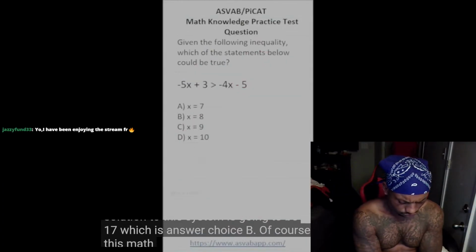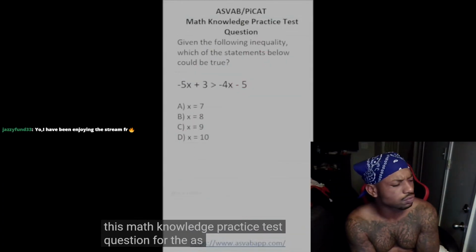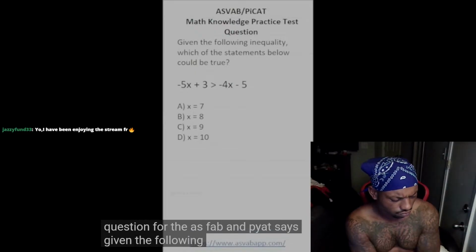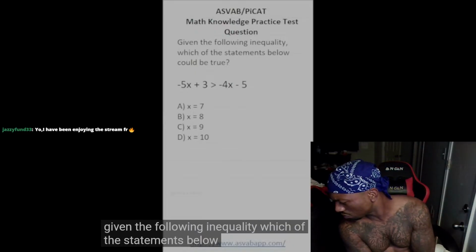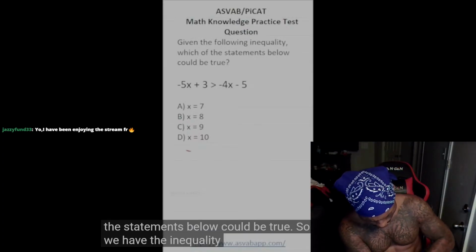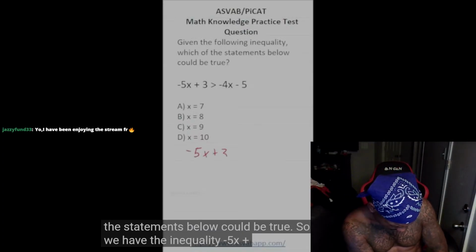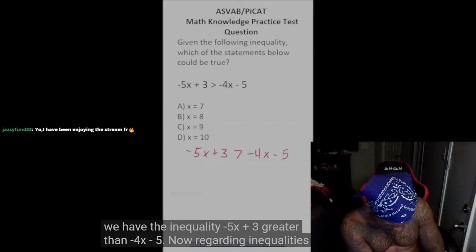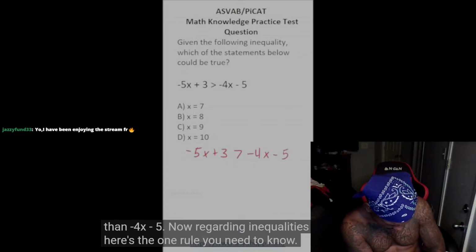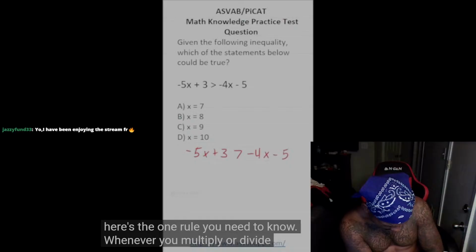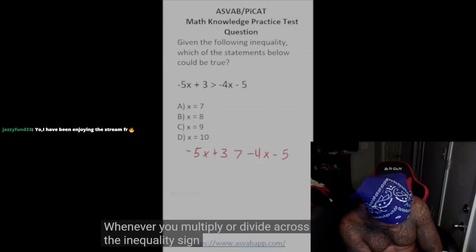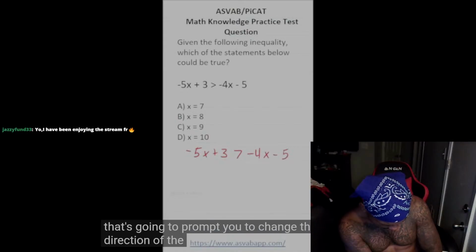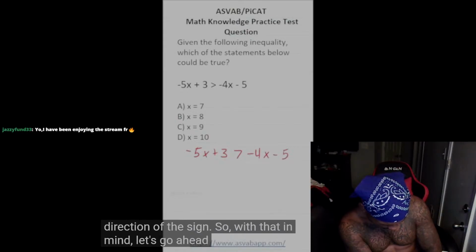of course. This math knowledge practice test question for the ASVAB and PiCAT says, given the following inequality, which of the statements below could be true? So we have the inequality negative 5x plus 3 greater than negative 4x minus 5. Now, regarding inequalities, here's the one rule you need to know. Whenever you multiply or divide across the inequality sign by a negative value, that's going to prompt you to change the direction of the sign.